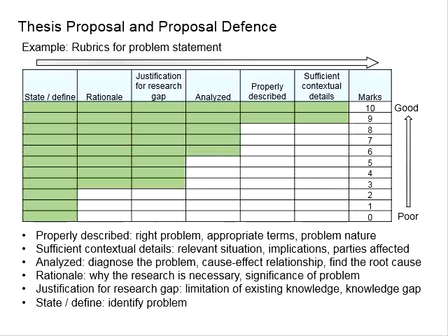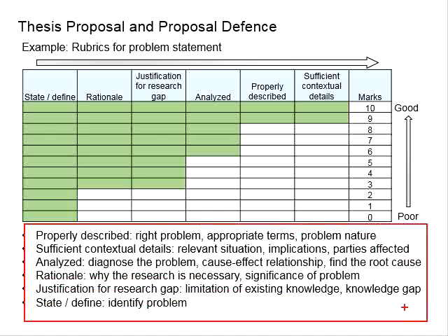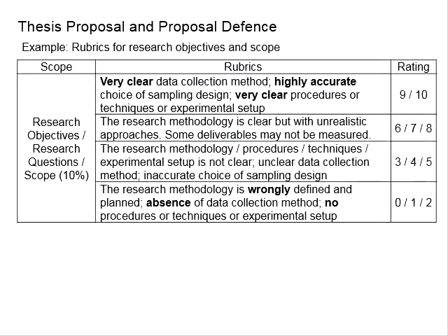You may have your own interpretations in terms of the words used. This one is meant for your further understanding. Next, we look at the rubrics for the research objectives and scopes. This one is equivalent to 10 marks. Based on the ratings here, one rating will be equivalent to 1 mark. Now let us look into the descriptions.